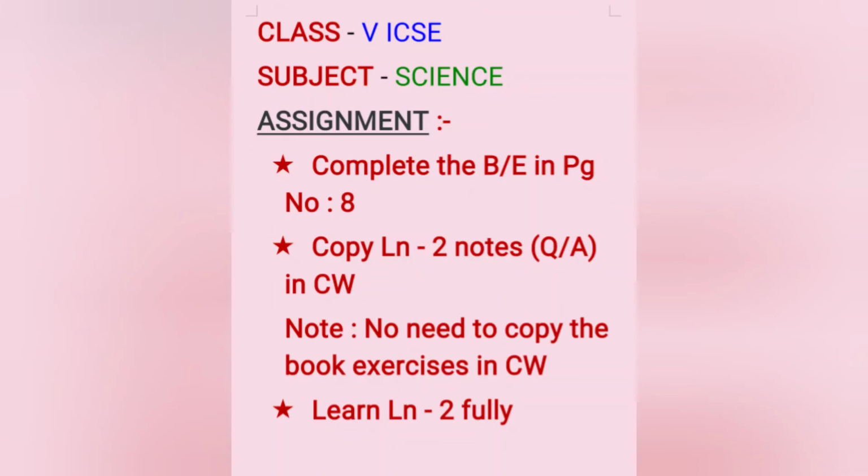Students, you can take note of today's assignment. Complete the book exercise on page number 8. You can write in pencil in your book. So once I send you the answers in the evening, you can counter check and make the corrections. Next is to copy lesson 2 notes, that is only the question answer in your classwork. No need to copy all the book exercise in your classwork. And third is to learn lesson 2 fully.